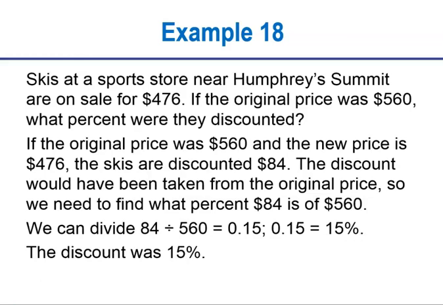Now, likely, the textbook is going to do this a little different. Let's just check out what they did. It says that the original price was $560 and the new price is $476. The skis are discounted $84. That works very well. They calculated how much the discount was, and then they did the work that we did. The discount would have been taken from the original price, so we need to find what percent of 560 is 84. And then they worked their way through the problem as well. Okay, and of course you see they got 15% also. So we could have calculated the discount first and then used part over total equals percent over 100. And then our percent would be right there in front of us.